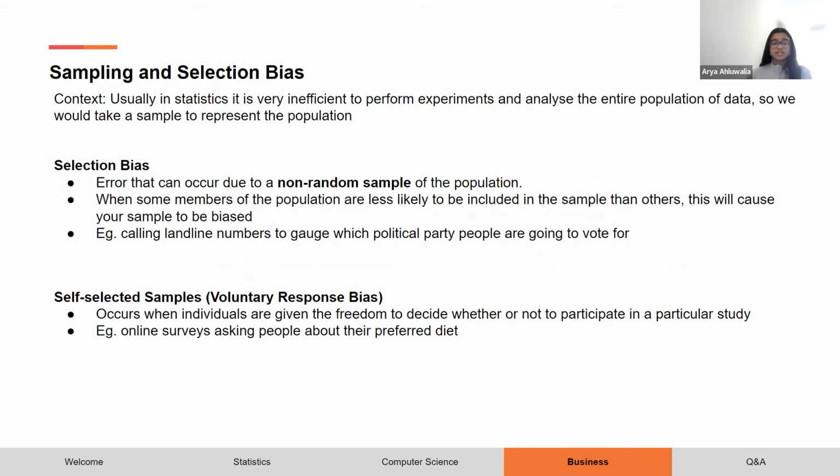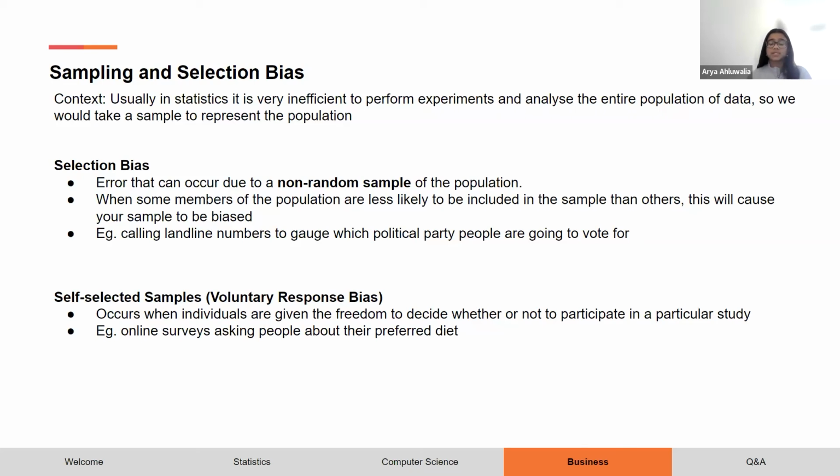But usually in statistics, it's very inefficient to analyze a whole population. For example, in a survey where we want data on the entire Australian population, it's probably not efficient to survey all 25 million people individually. So what we might instead do is select a sample and use the results from that sample to represent the results of the entire country.